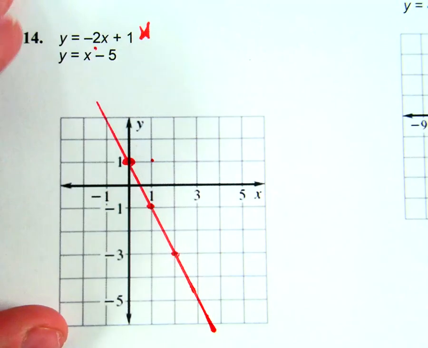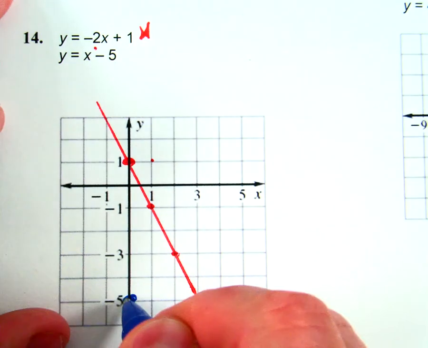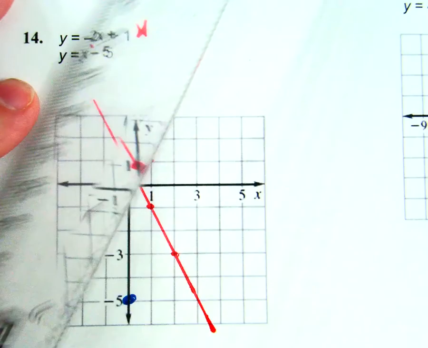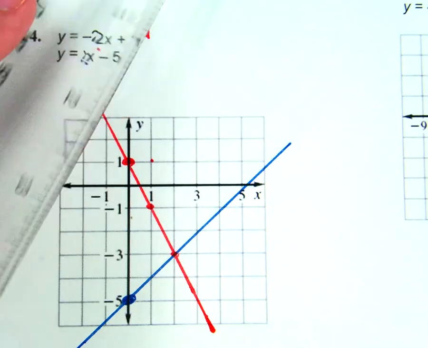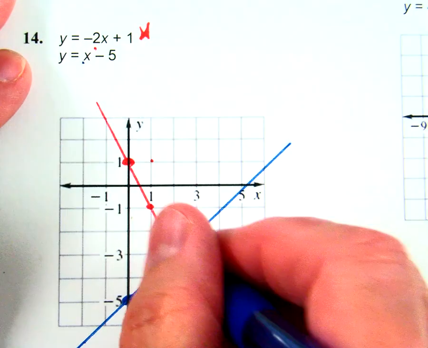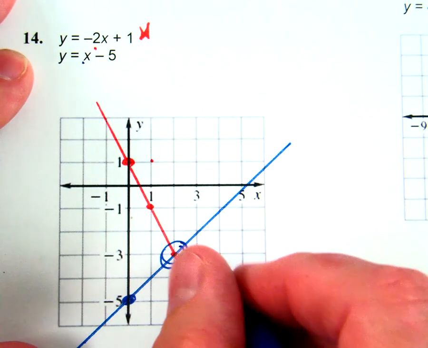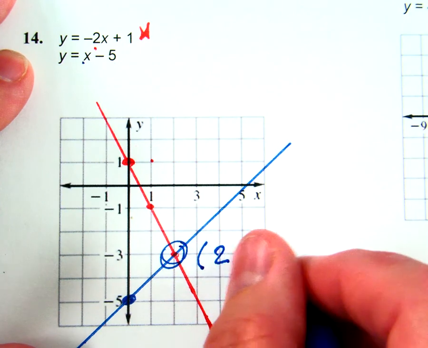Then graph my other one. It's also in slope-intercept form, so I'll start with the intercept, negative 5. And then the slope is 1. It's not there, so it's 1, so it's understood, because 1 times anything is itself. Same thing. And again, yes indeed, x does mark the spot. The solution to this system of equations is the point 2, negative 3.